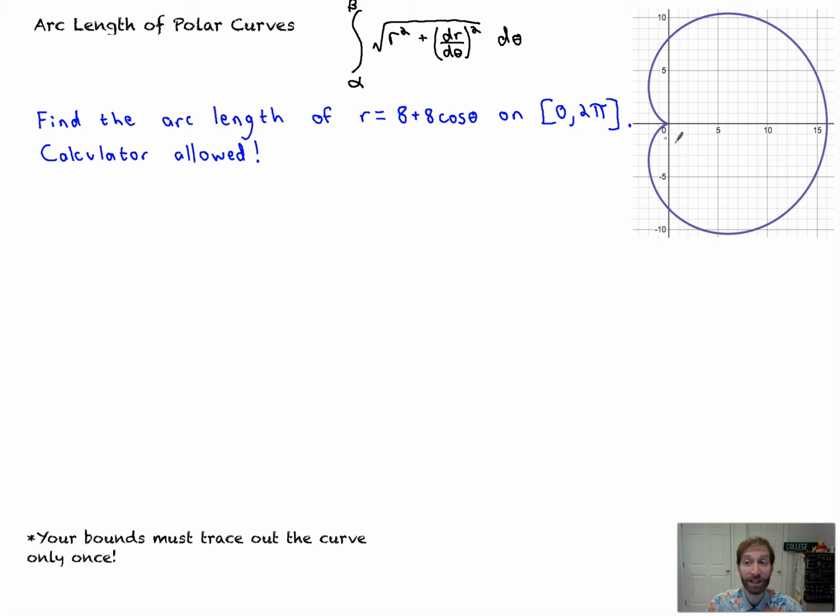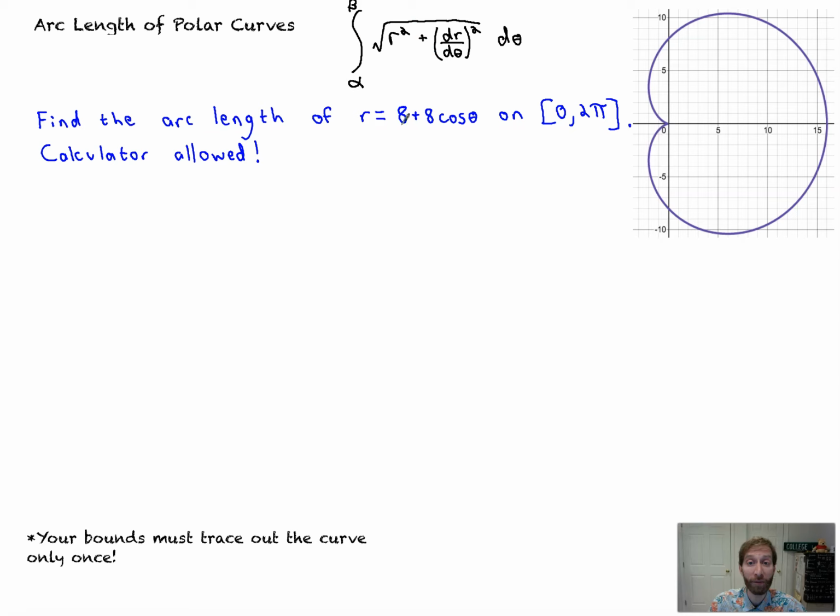Make sure that you don't trace the arc out more than once, because in polar curves, if you go beyond 0 to 2 pi, you're often, not always, but often going to end up looping more than once, and that would be doubling or tripling an arc length. So make sure that you only find the arc length once. Anyway, find the arc length of r equals 8 plus 8 cosine theta, that's this thing right here, over 0 to 2 pi. So that's essentially the circumference of the whole thing, all the way around.